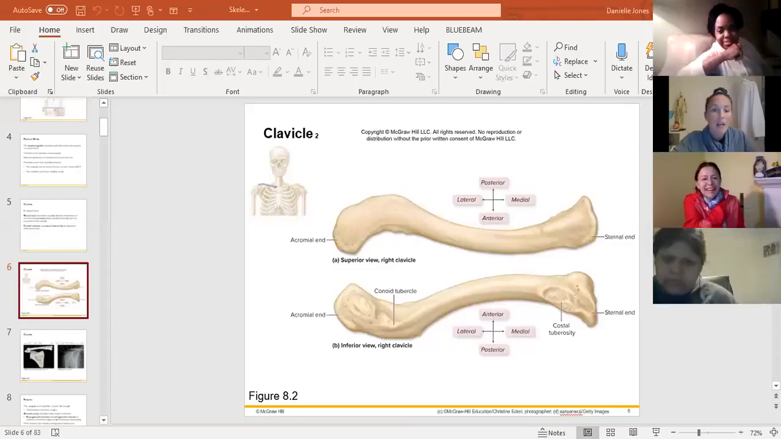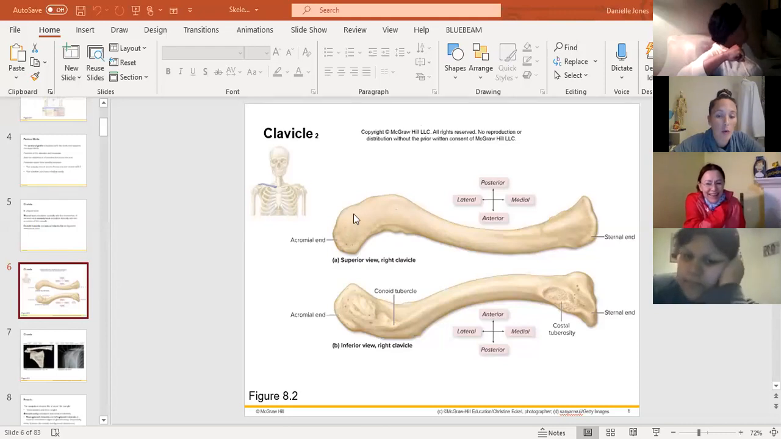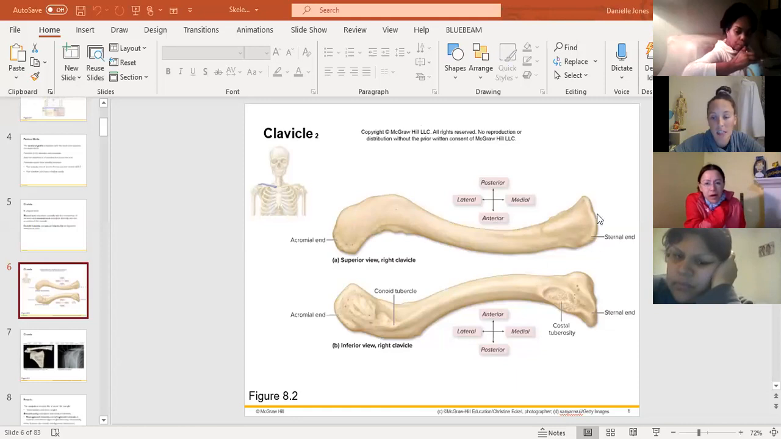Why not? Now we are. So that rounded end is the acromial end right here. You can pretend to make an A. Here's that sternal end. You can pretend to make a T.